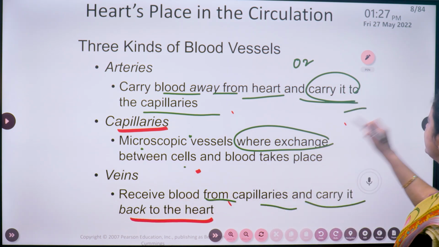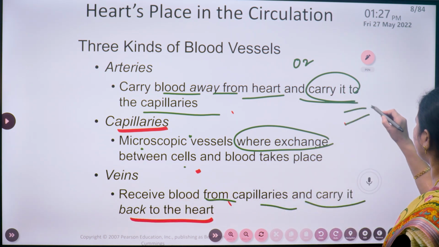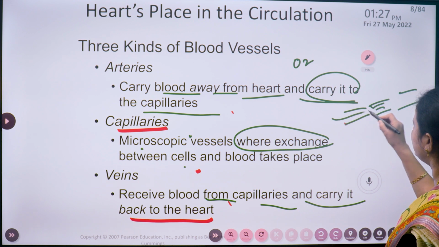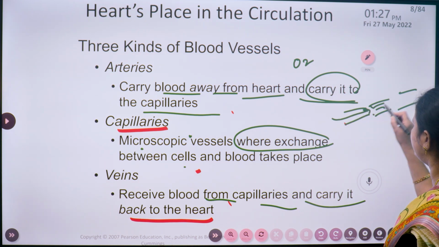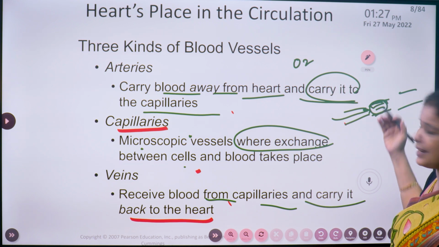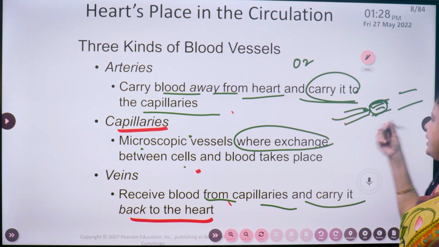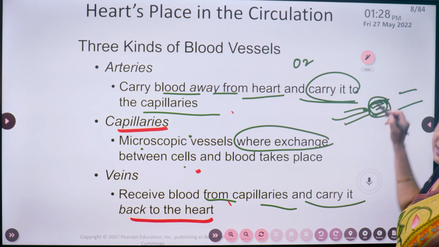For example, these are the arteries. In between we have the capillaries, and we have the veins. Arteries carry the oxygenated blood and supply it to the capillaries, where the exchange of gases takes place within the tissues. This is called internal respiration.